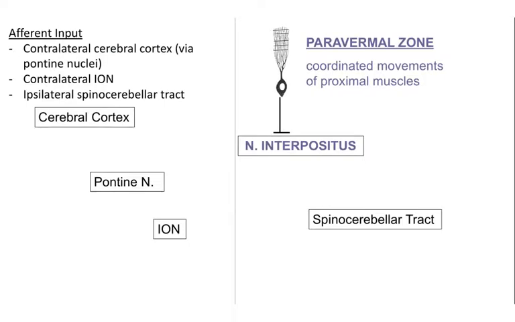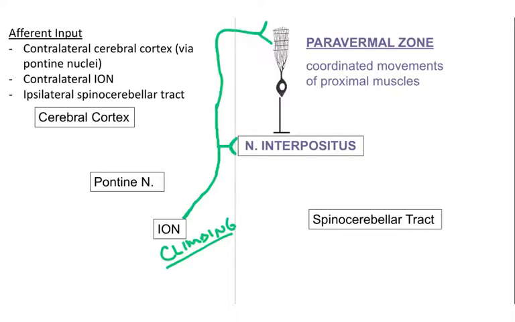So once again, the inferior olivary nucleus is going to be a climbing fiber, whereas the pontine nuclei and spinocerebellar tract are going to give rise to mossy fibers. So the climbing fiber from the contralateral inferior olivary nucleus is going to go into the cerebellum, give rise to a collateral branch to excite the nucleus interpositus, and then it's going to go up into the molecular layer and excite the Purkinje cell, which will go down to inhibit the nucleus interpositus.